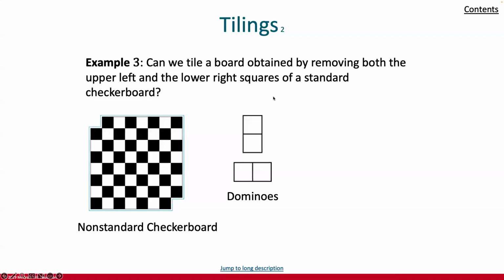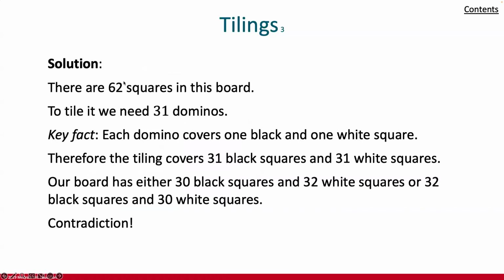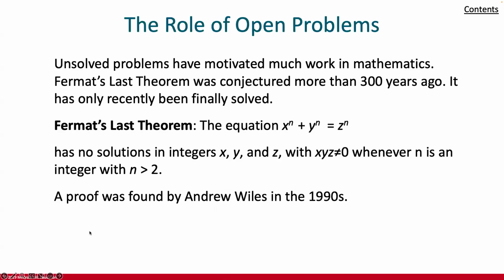Can we tile a board obtained by removing both the upper left and the lower right squares of a standard checkerboard? So it's a non-standard checkerboard. There are 62 squares in the board. To tile it, we need 31 dominoes. Key fact: each domino covers 1 black and 1 white square. Therefore, the tiling covers 31 black and 31 white squares. Our board either has 30 black squares and 32 white squares, or 32 black and 30 white squares. That's a contradiction, so it's not going to work.